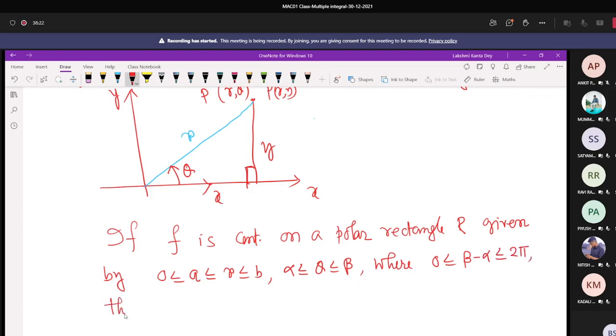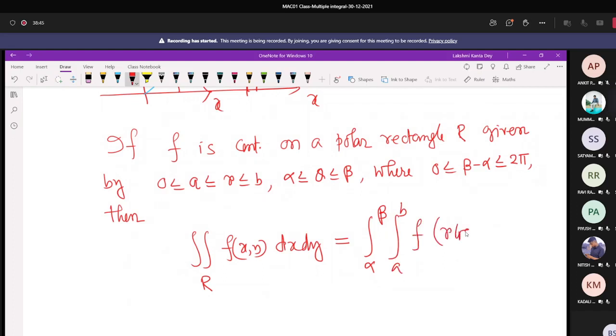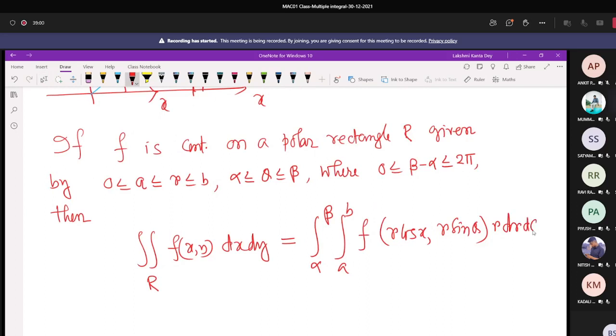Then the double integration over R of f x comma y dA or dx dy is going to be equal to the integral from alpha to beta and a to b of f r cos theta, r sin theta, where x is equal to r cos theta, y equal to r sin theta. Here, this is not just dr d theta. We have to write here r dr d theta. Some r is coming, one factor. Instead of dx dy, we replace dx dy by r dr d theta.